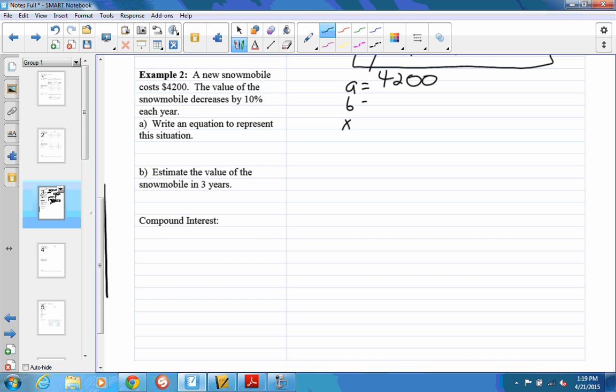Growth rate. 10%? So it's decreasing by 10% each year. Well, you could say it's not increasing by 90, but what is that when you multiply by? So I'm decreasing by 10%, which means that each year.